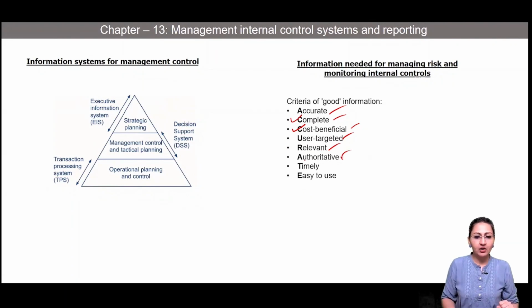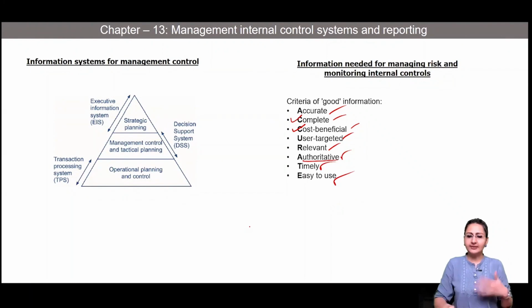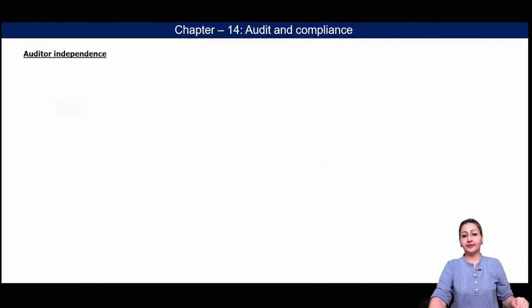It should be authoritative. Means it should tell you something. It should exercise that authority, that is, this information is highlighting and telling you something. That's being authoritative. And then timely. It should be given timely. It should be easy to use. So these are general criteria of making information a good information. Use accurate, complete, cost beneficial, user targeted, relevant, authoritative, timely, and easy to use. Okay. Then chapter 14, audit and compliance.